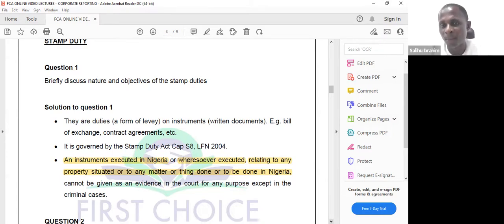Number two, stamp duty serves as a revenue generating source for the government. All the money you pay on stamp duty is remitted to the government, so it is another means of generating income for the government. These are the objectives of stamp duty. So we have, in brief, looked at the nature and the objectives of stamp duty.